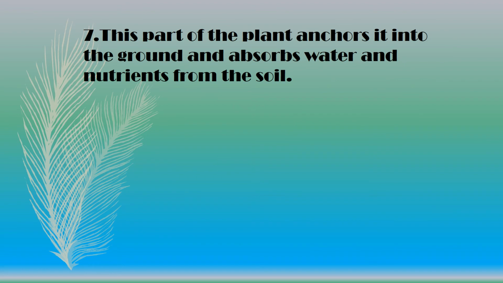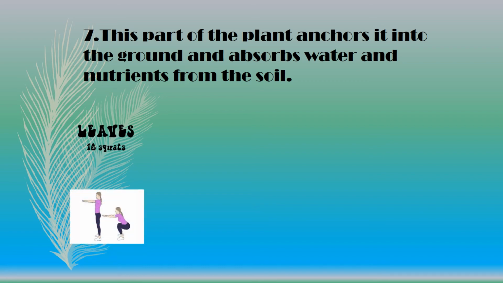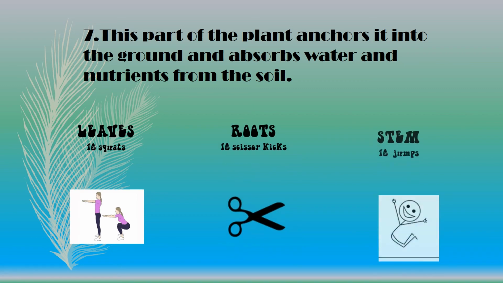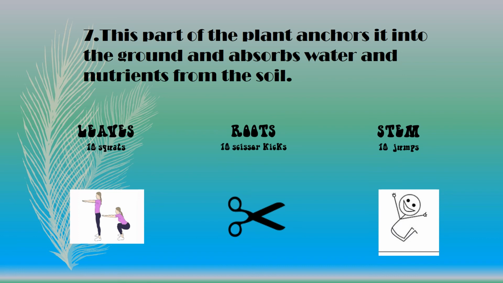Number 7. This part of the plant anchors it into the ground and absorbs water and nutrients from the soil. If you think this is leaves, do 10 squats. If you think this is roots, do 10 scissor kicks. If you think this is stem, do 10 jumps. Pause the video for exercise. Hit play when you're ready. The answer is root. You should have done 10 scissor kicks.